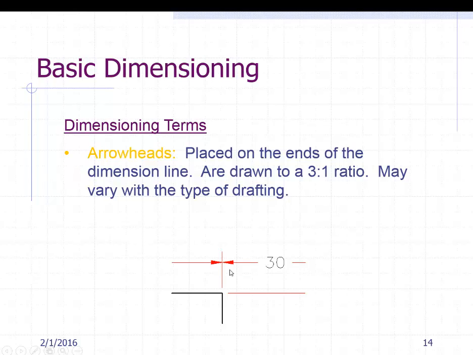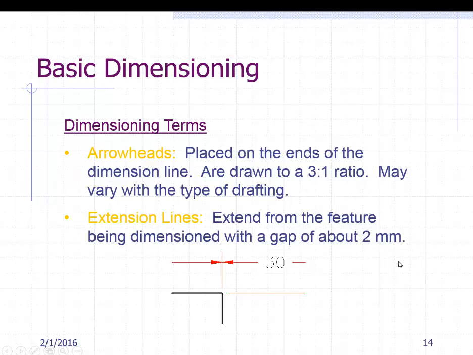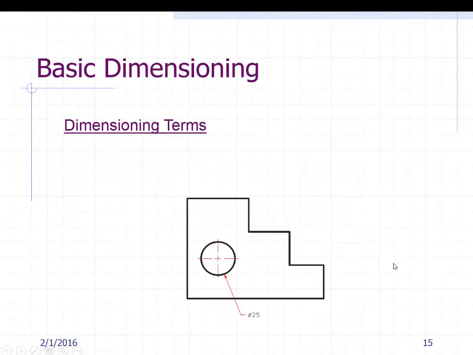Now, AutoCAD's going to do that for us by layer. So you need to make sure your dimensions are in the dimension layer, and they will print thinner. So you have a little bit of differentiation between those, but we still want to make sure we have those gaps in there. And as you can see, it's about 2 millimeters.